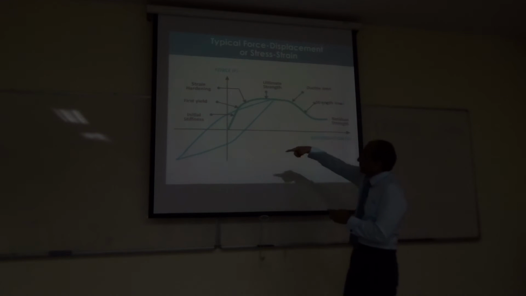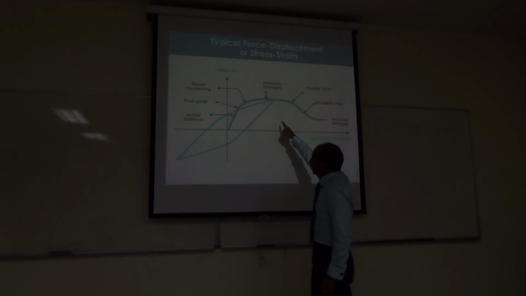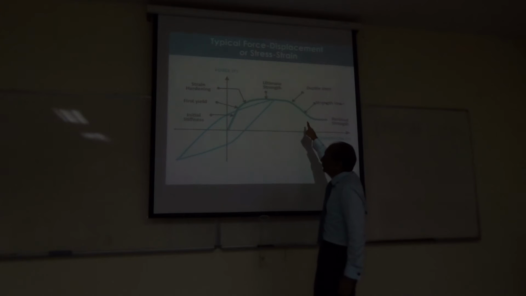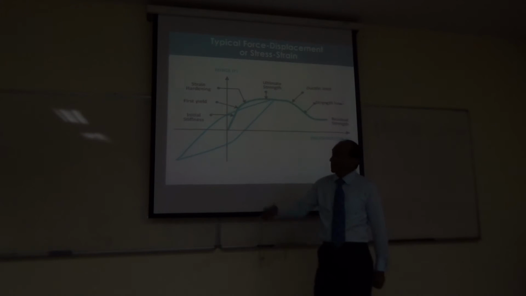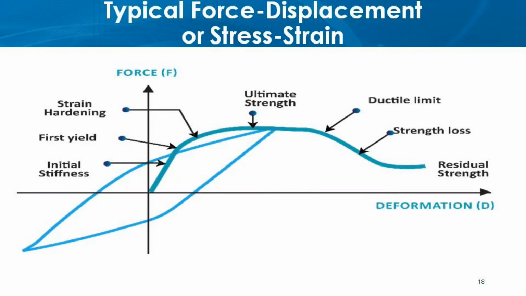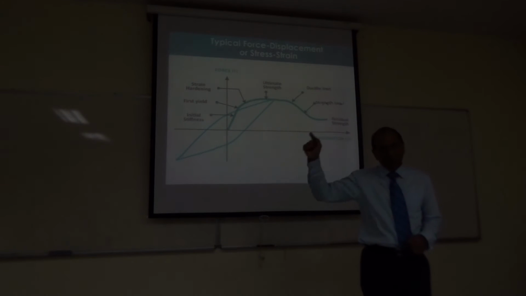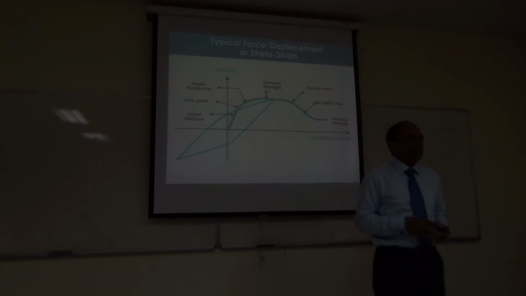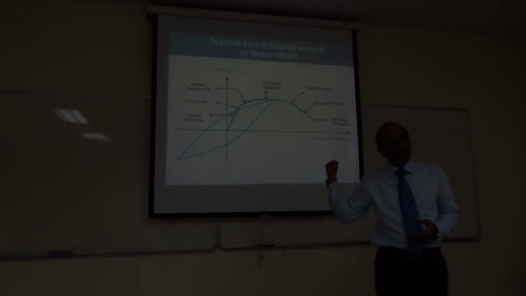And most importantly, it also depends upon where you are, how you have come here. So as you can see from here: initial stiffness, first yield, strain hardening, ultimate strength, ductile limit, strength loss, many things will happen along the load deformation of a structure. So we must be able to predict this.